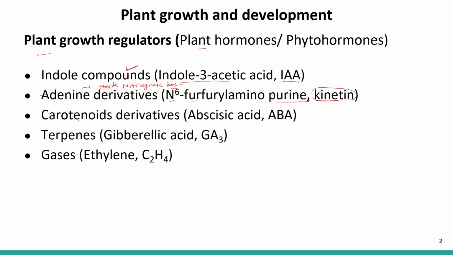Now, next are the carotenoid derivatives. Example is abscisic acid, also known as ABA. Then we have terpene derivative, which is gibberellic acid. The first gibberellic acid isolated was GA3. And then we have the gaseous hormone, which is known as ethylene and has the formula C2H4. Ethylene is also known as a volatile hormone.